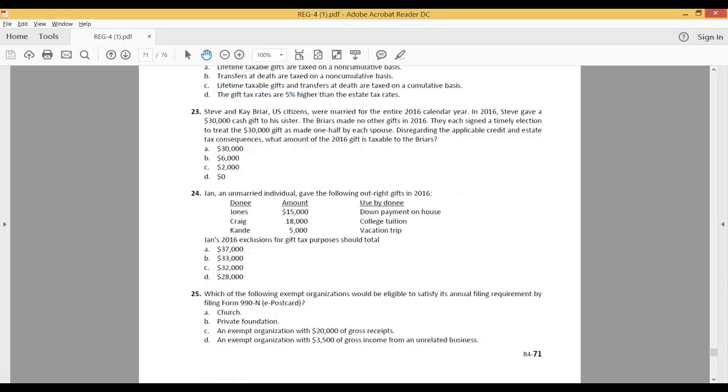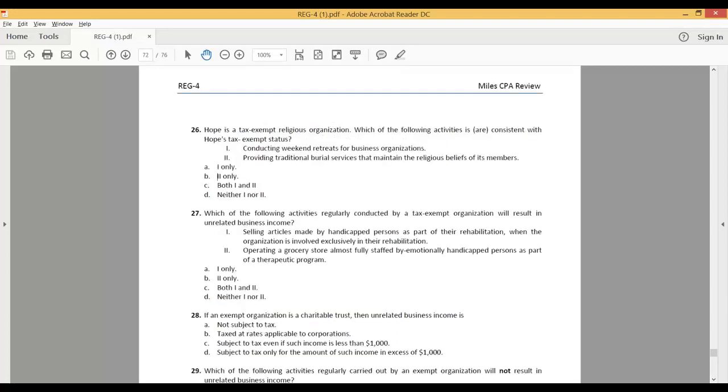Okay, so question number 25, which of the following exempt organizations will be eligible to satisfy its annual filing requirement by Form 990N? Church, private foundation, an exempt organization with $20,000 of gross receipts, an exempt organization with $3,500 of gross income from an unrelated business. Who would file a 990N? C, right? Less than $50,000 of gross receipts, yes.